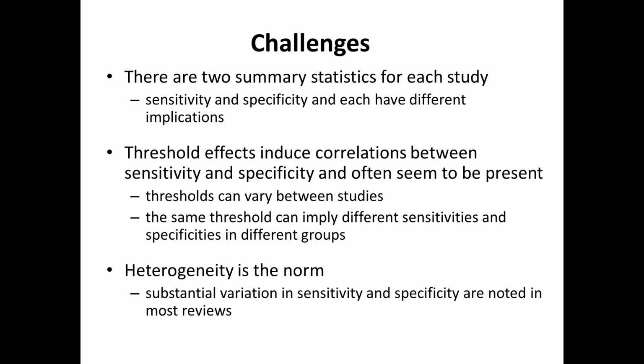And heterogeneity is the norm with DTA reviews. We often see substantial variation in sensitivity and specificity in our reviews. And actually, if we find no heterogeneity, it's a pleasant surprise. So again, heterogeneity, we need to take that into account in our meta-analysis. So those are the 3 key challenges that we face in meta-analysis of diagnostic accuracy.